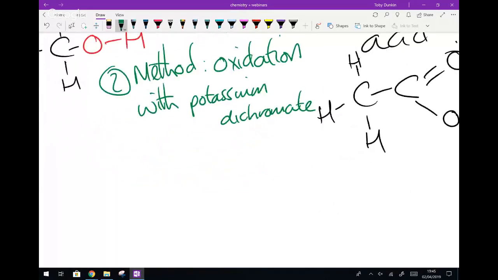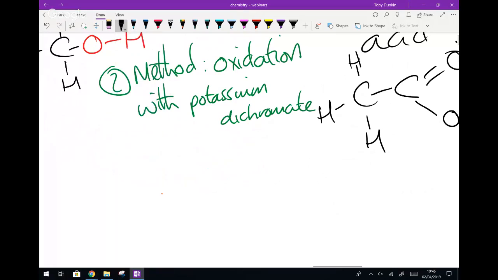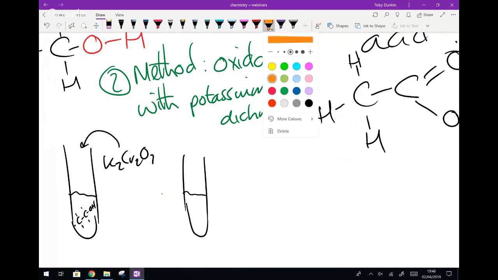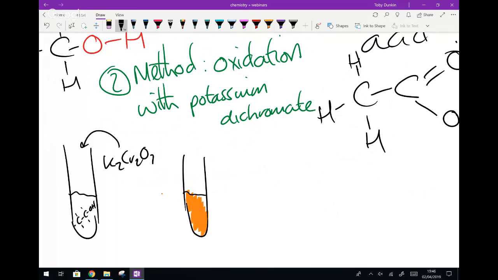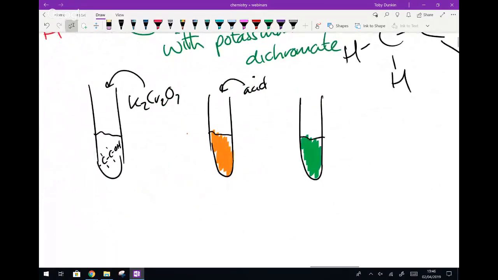If I just quickly do the practical, if you take ethanol, colorless ethanol, and I add potassium dichromate, K2Cr2O7, it will become orange, because potassium dichromate is orange. We then add a small amount of acid, and what it will do is turn green. And that observation you do need to know. So if you add potassium dichromate, you will oxidize it. It'll change color from orange to green.